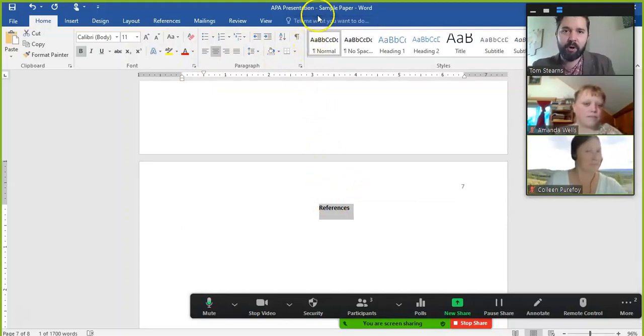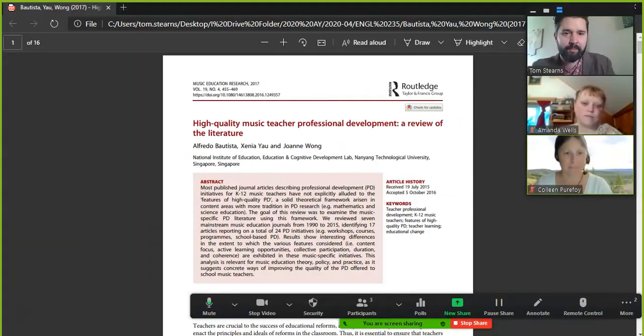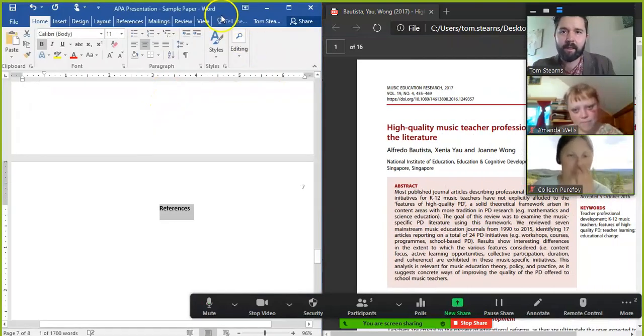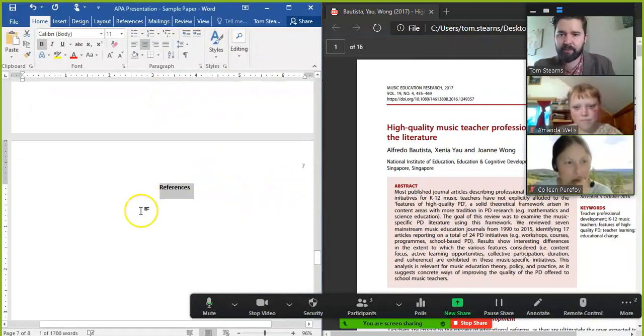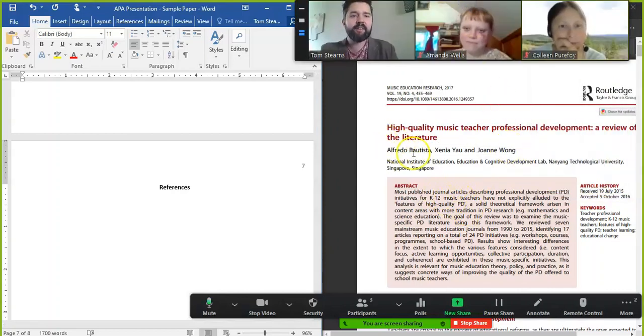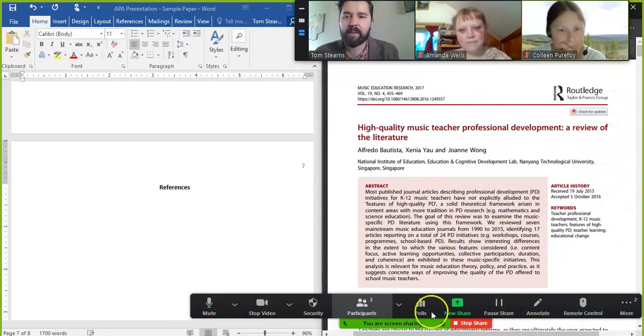And let me show you all a sample journal article. So here's my Word over here, and here's my journal article right here. So let's say this is a journal article I'm using in my education class. So the first thing I'm going to provide is the author's information. And you can see we've got 3 authors here, Alfredo Bautista, Zinnia Yao, and Joanne Wong.